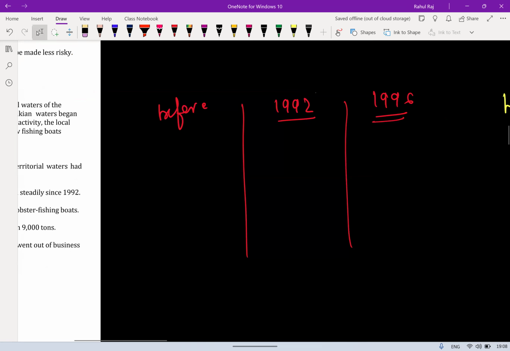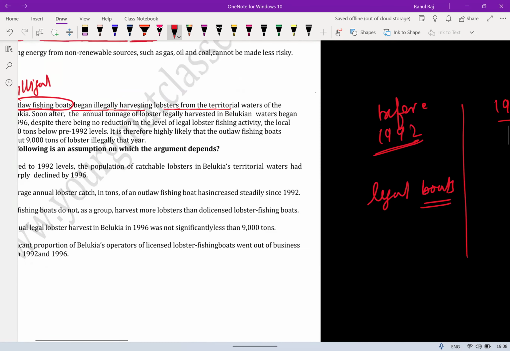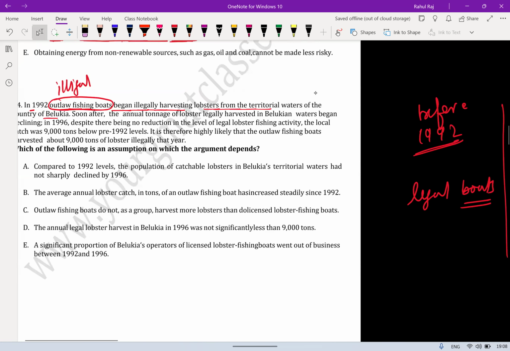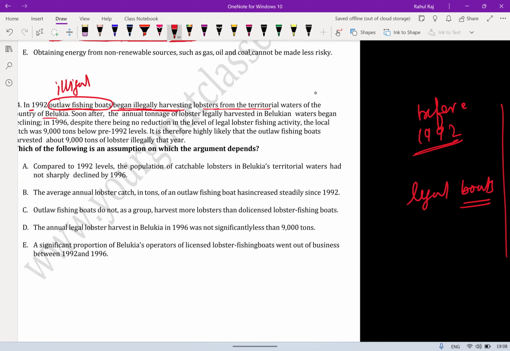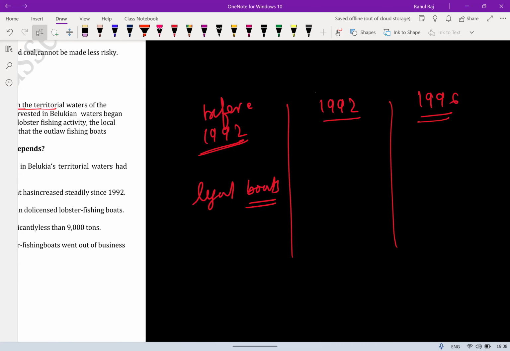What does this mean? What is the inference that you can draw from here? That before 1992, there were only legal boats. Can I say yes or no? You have to draw this inference, guys, because what they are trying to say is that in 1992, illegal boats began illegally harvesting lobsters. In 1992, it began. So what is the inference that I can draw from there? That before 1992, there were only legal boats. Am I right? Yes or no?